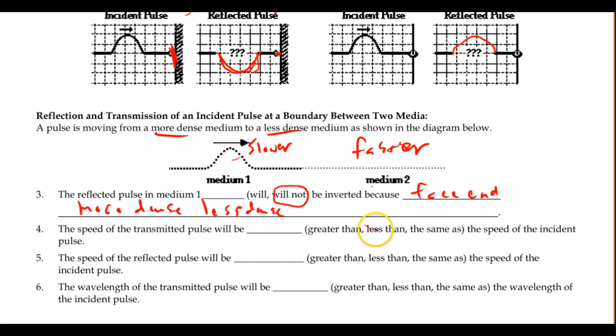Now, the speed of the transmitted pulse, the one that goes through into this lighter medium, will be faster. So the speed will be greater than it was before. It will speed up. The reflected pulse, on the other hand, will still be in the same medium, so it's going to be moving at the same speed. The speed of a mechanical wave is dependent on the stuff it's moving through, as we saw in guide sheet 1.